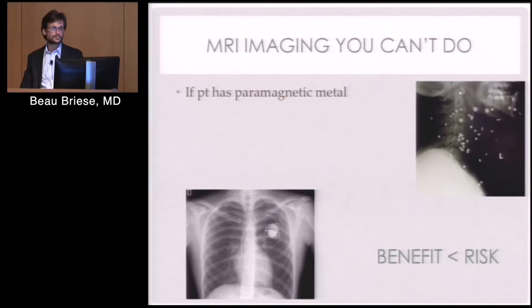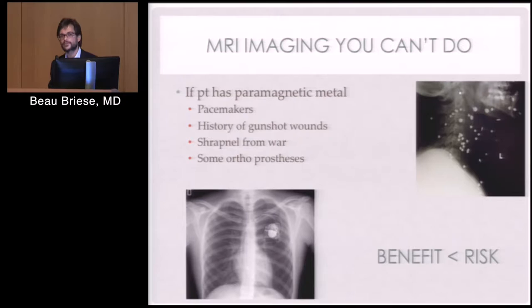Also, it's important to ask people, are they vets, that sort of thing? Some people have shrapnel from war. They don't even think about it from 20, 30 years ago or maybe recently. You have to think about that as a risk for MRI. And you also have to think, some of the older orthoprostheses, artificial joints, they're not compatible with the MRIs.